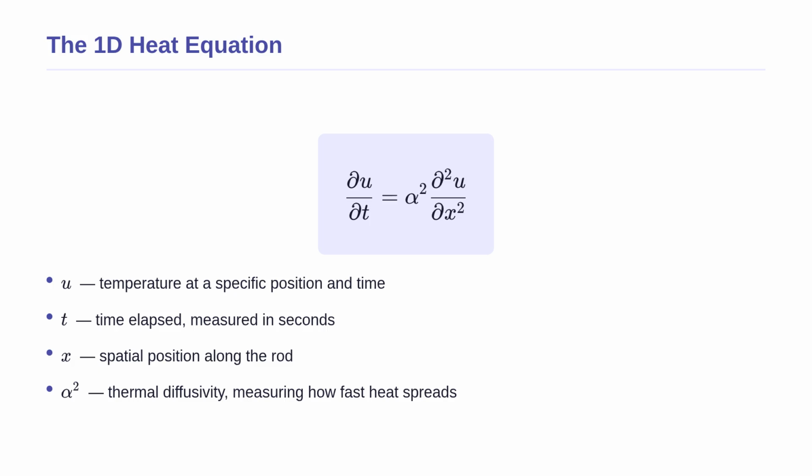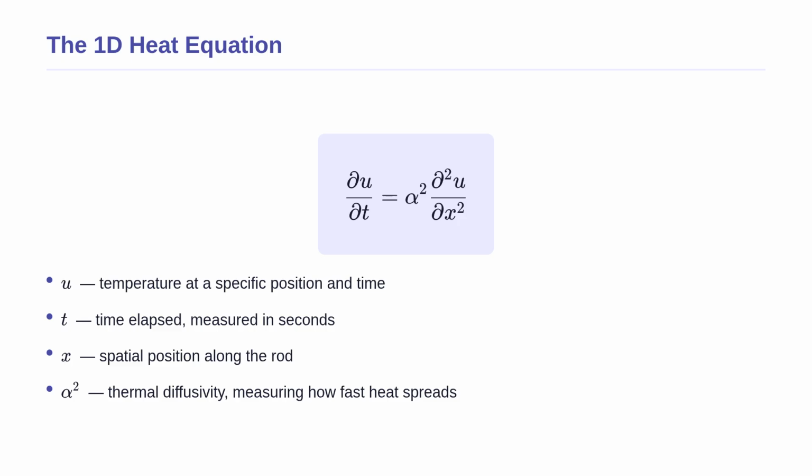Now that we understand what heat conduction is, let us look at the mathematical engine that drives it, the one-dimensional heat equation. This formula comes from combining Fourier's law with the principle of conservation of energy. In this equation, u represents the temperature at a specific position x and time t.